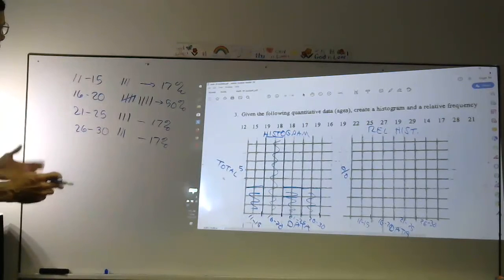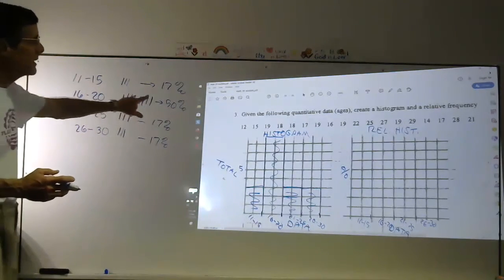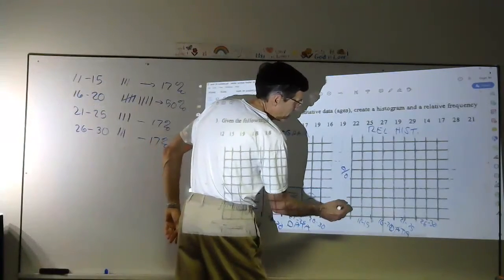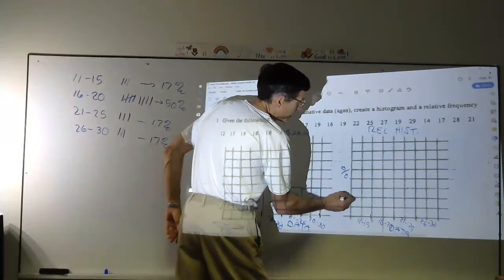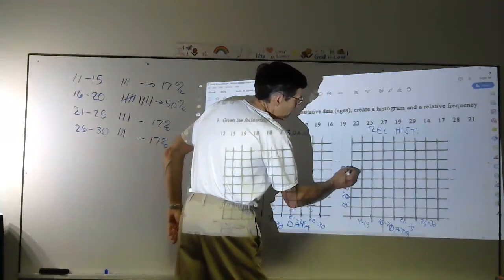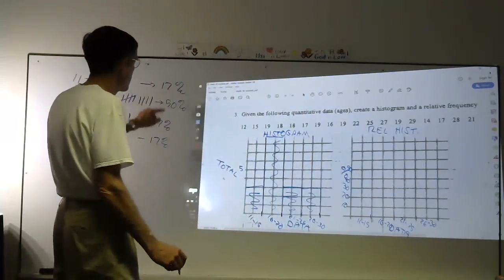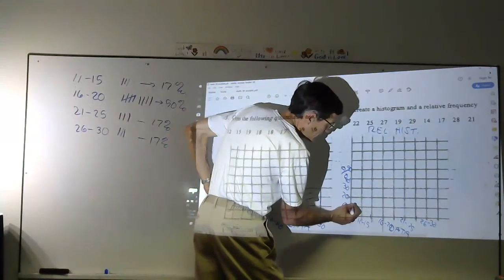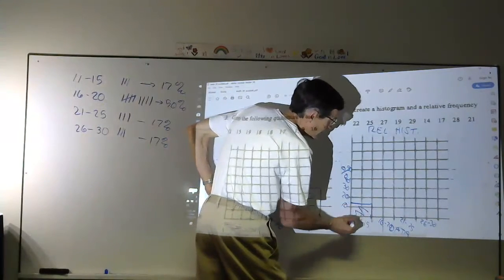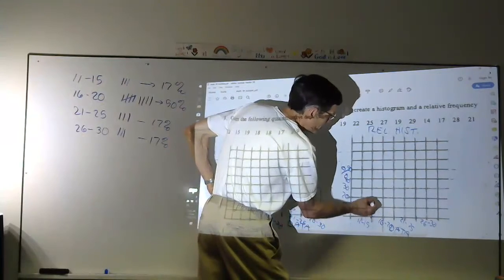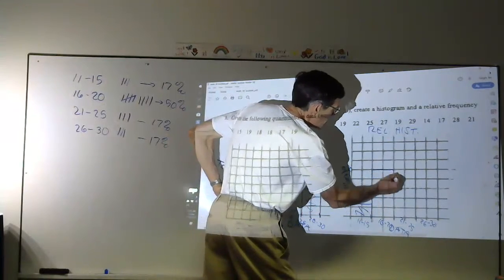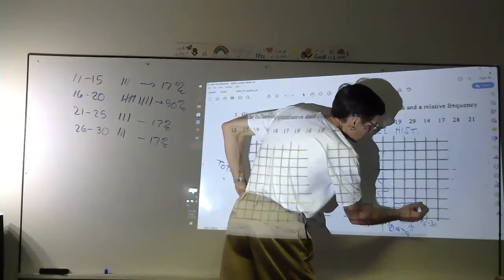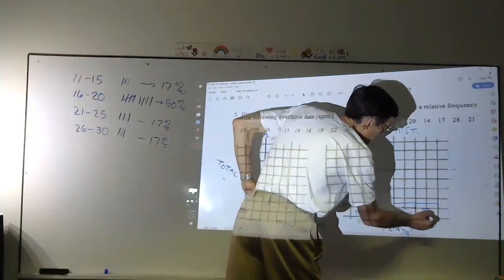All right, so let's figure out how we're going to put our percentages. We need to get up to 50%. So we could go 10, 20, 30, 40, 50. Might be the easiest way to do it. So there's 10%, 20, 30, 40, and 50. Okay, so all of these 3s are 17. So the 11 to 15 is at 17% there. Then we go up to 50%, which is here. And the last 2 are exactly the same.